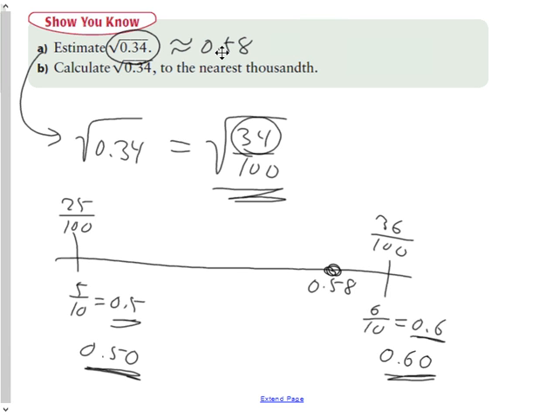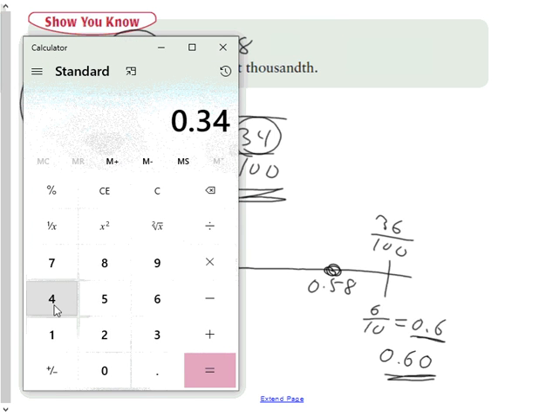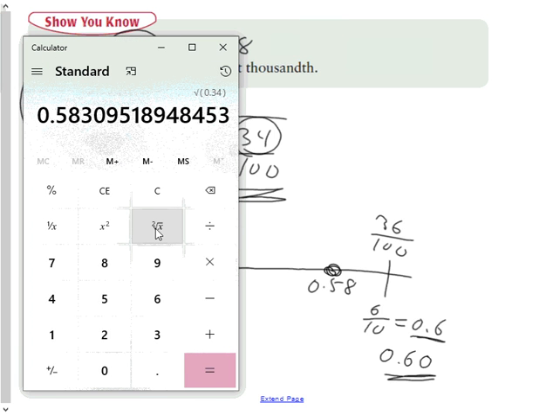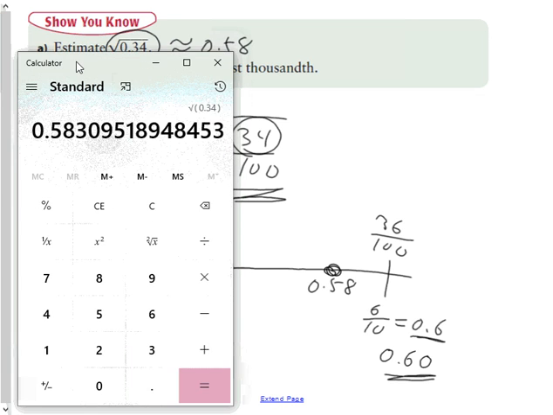The second part says calculate the square root. So if I take my calculator and ask, what is the square root of 34 hundredths? Since it's not a perfect square, the answer the calculator gives me is an irrational, non-terminating, non-repeating decimal. It is simply a decimal that goes on forever but does not repeat a pattern and does not stop. So it asks you to round it to the nearest thousandths, so tenths, hundredths, thousandths. That's your thousandths right there, the 3.